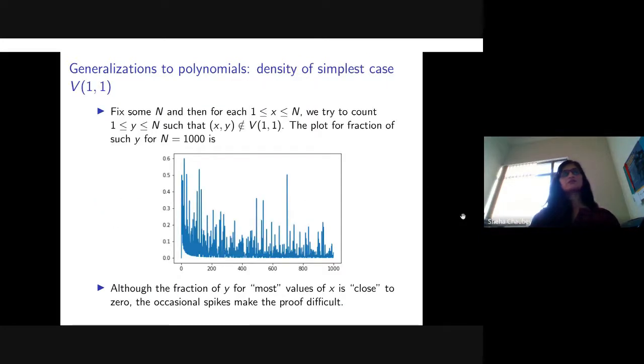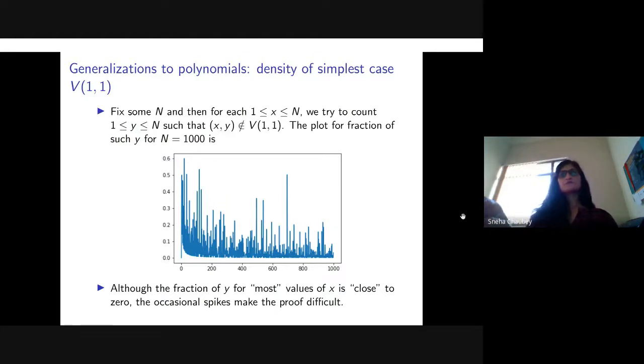A little more theory on what is happening with the next simplest case, which is V of 1 comma 1. A quick recall: we know everything about y equals q times x to the power b. Now we just want to deal with the simplest example, which is x squared plus x. If we plot a picture, we are trying to count those points x comma y which do not belong to V of 1 comma 1, and that's how it looks.